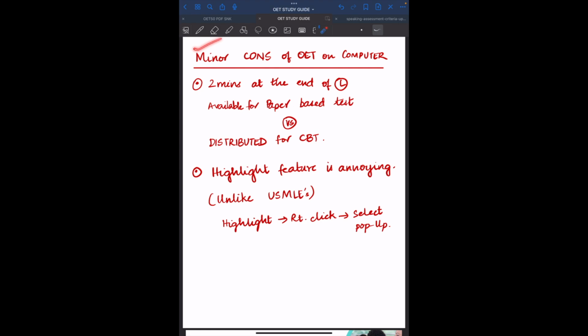Two possibly minor cons are, there are 2 minutes at the end of the listening subtest, which is only available for the paper-based test. And these 2 minutes are distributed between each section for the computer-based test. It didn't really make a difference to me, so I would not fret about that. The second thing is, like I said earlier, the highlight feature is annoying. Unlike the USMLE exams or UWorld, which we are used to just right-clicking and it highlights on 1 click. Here, for OET, it's like a 2-step process.